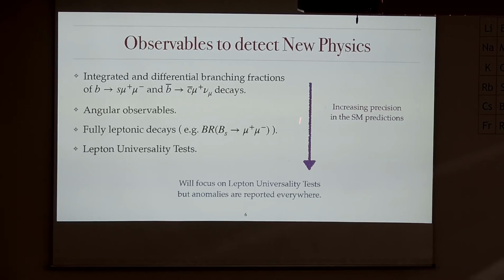As you go down through this arrow, the precision from the computation becomes higher and higher. So this is a very clean observable, and these also have uncertainties but they are controllable. What I will focus on, as I said before, is only the lepton universality tests, but we have observed hints of anomalies or anomalies everywhere here. So there are not only these things, but we are reporting anomalies everywhere along these items.